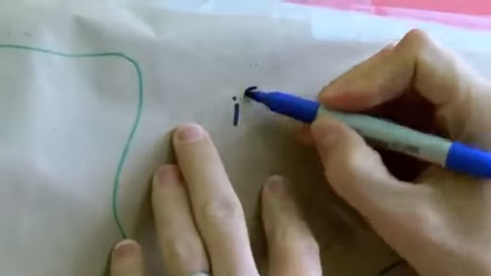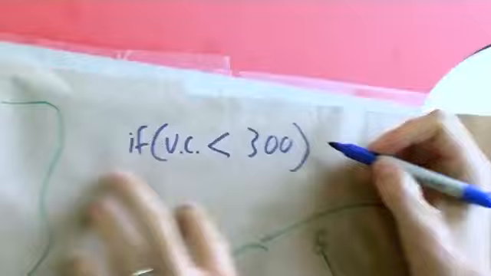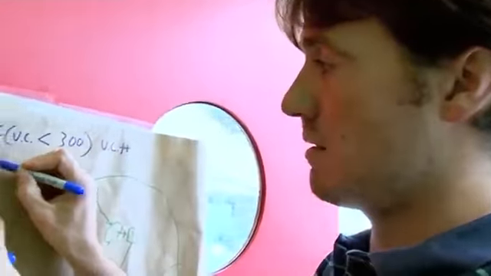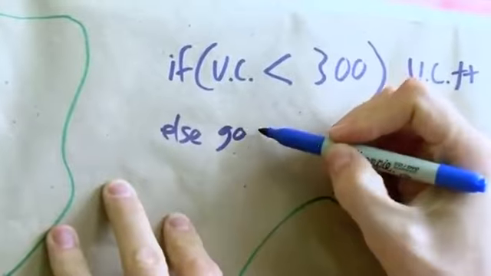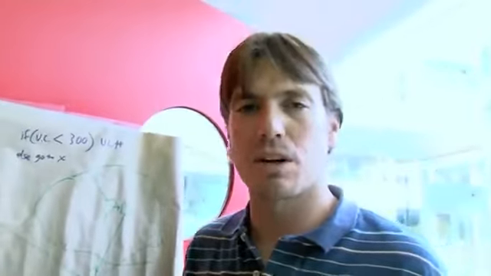And when someone's writing code, they need to put the logic in the code that says where you should stop, or if one condition is true, you go to the left, and the other condition is true, you go to the right. Now, this condition can be written like this. If the view count is less than 300, then go ahead and add 1 to the view count. Otherwise, go to X, where X is our much more complicated view count pipeline.